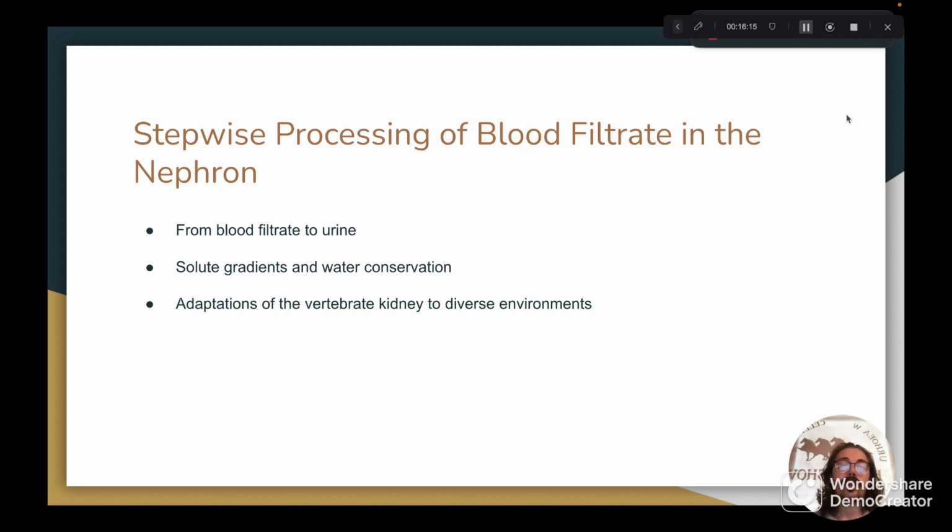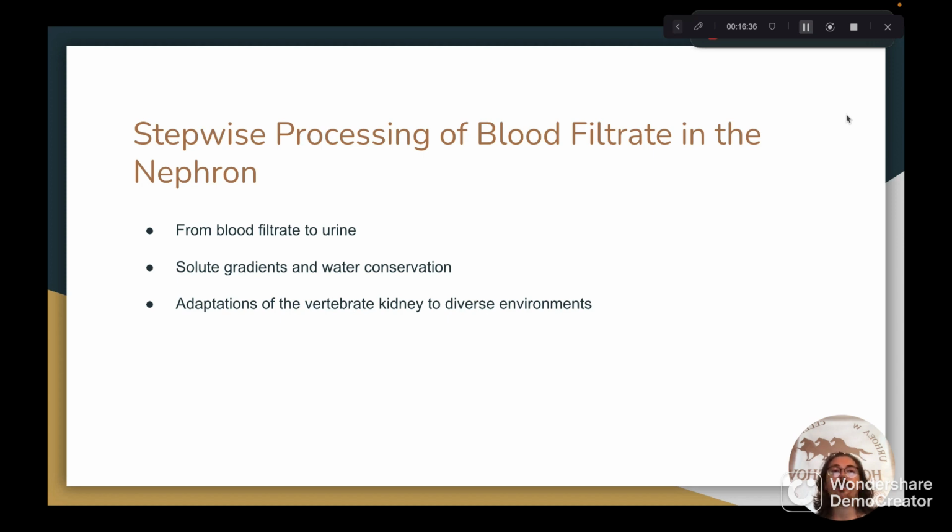We can talk about solute gradients and water conservation. The mammalian kidney is effective at conserving water but must expend large amounts of energy to produce hyperosmotic urine by facilitating the movement of water and solutes against concentration gradients through active transport. Let's talk about how urine is concentrated in the mammalian kidney.